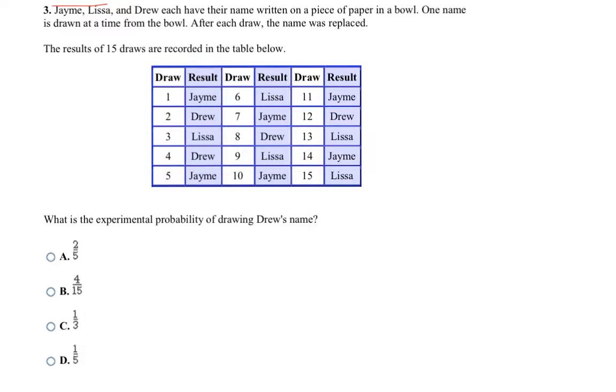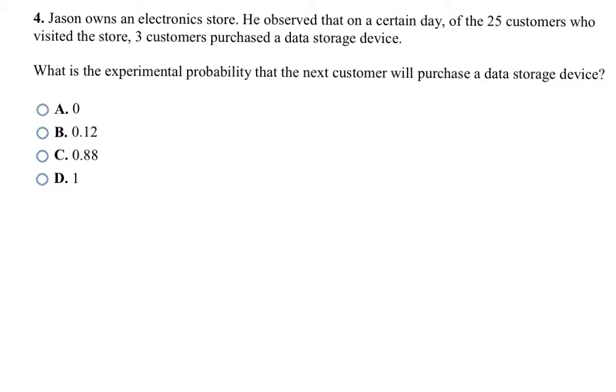So once again, I'm going to look for Drew in the result columns. So here, there's 2 Drews, 1 Drew in the middle, and 1 Drew in the last column. So that's a total of 4 times that Drew had his name drawn out of 15. I can't reduce that, so my experimental probability of drawing Drew's name is 4 over 15, which makes B my final answer.